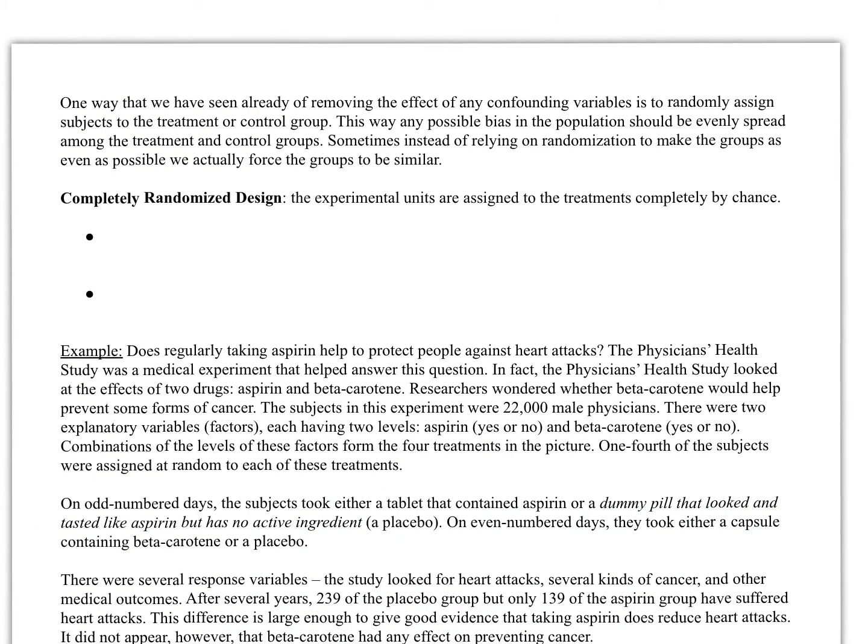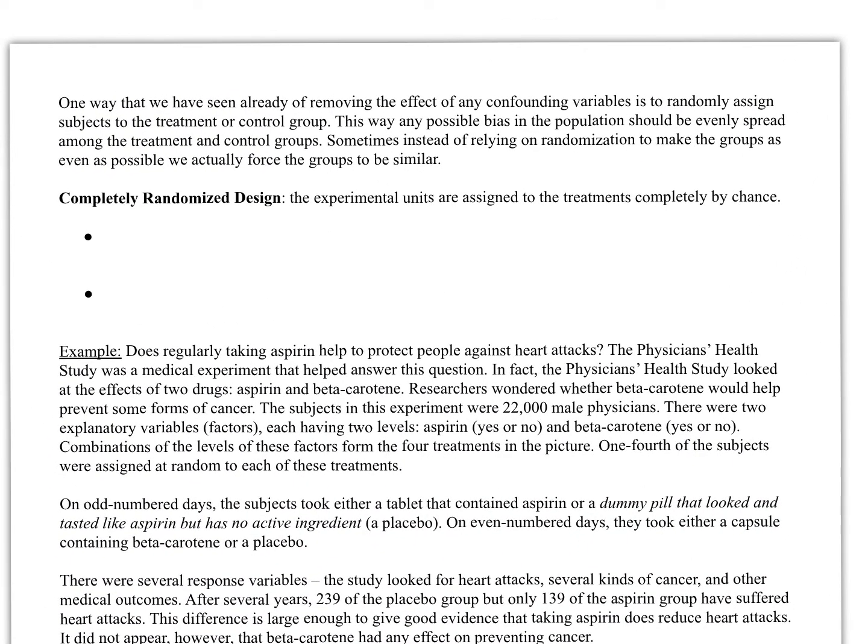So one way that we've already seen the removing of any confounding variables is to randomly assign subjects to the treatment or control group. So this way, any possible bias in the population should be evenly spread among the treatment and control groups. So sometimes, instead of relying on randomization to make groups as even as possible, we actually force the groups to be similar.